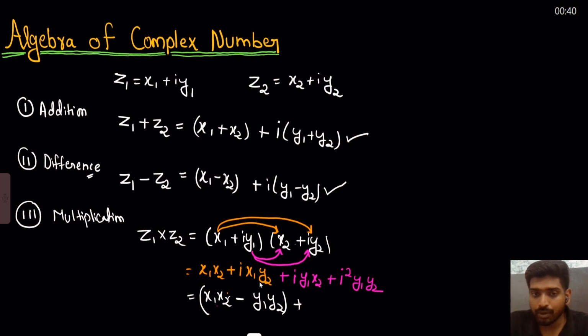Next, from these two terms, take iota common. If I take iota common, I will get x1 y2 plus y1 x2. This is the imaginary part of the resultant complex number. So this is how we will multiply two complex numbers. Understood? Now next we will see how to divide.